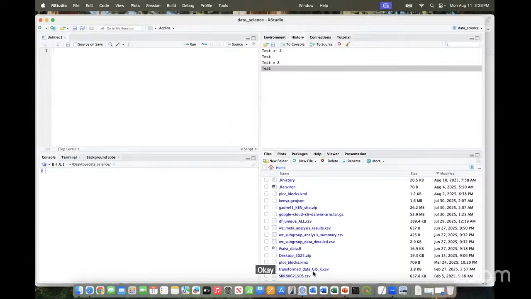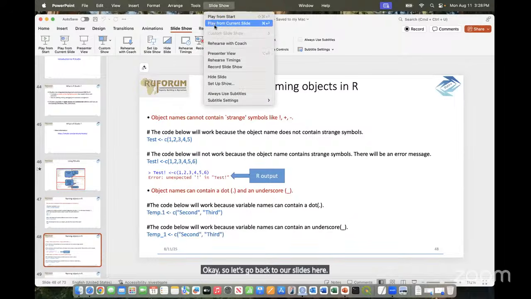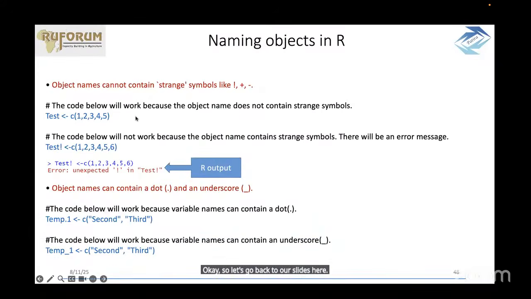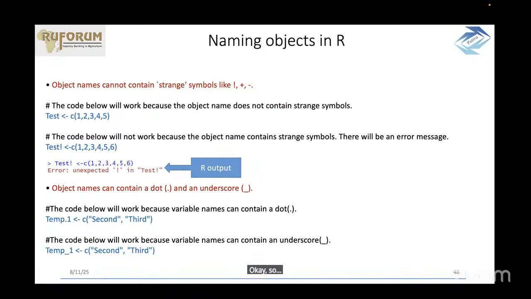Okay, so let's go back to our slides here. We saw that to assign any work, you have to use the assignment. But how do you name your object? Where you're going to store your thing? R has its own rules. You cannot use strange symbols to name your objects, okay?